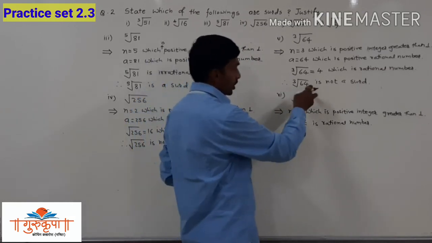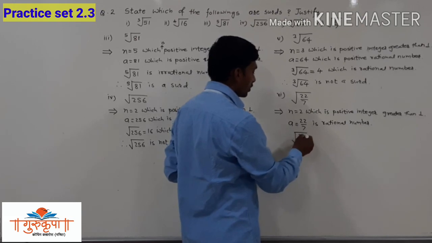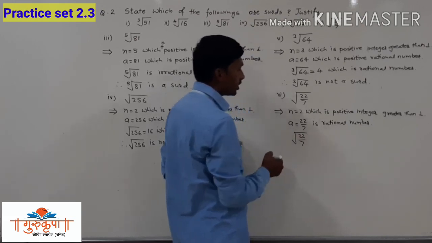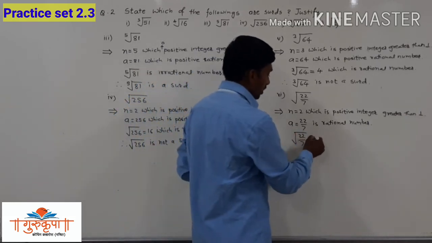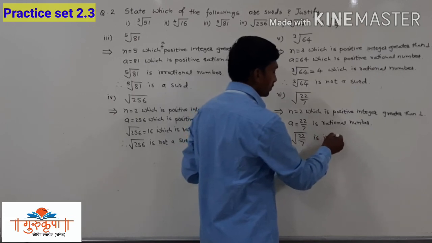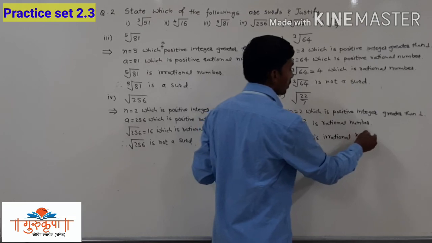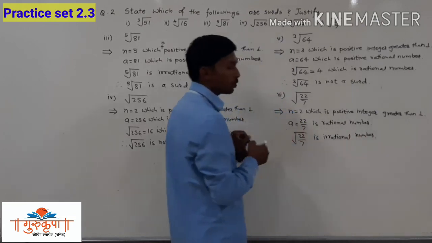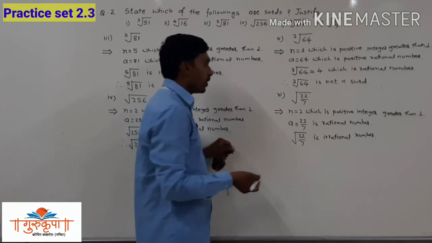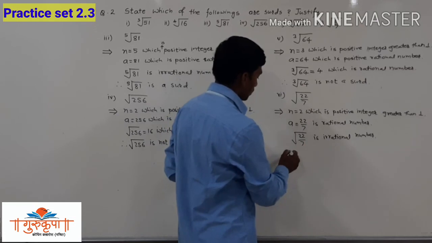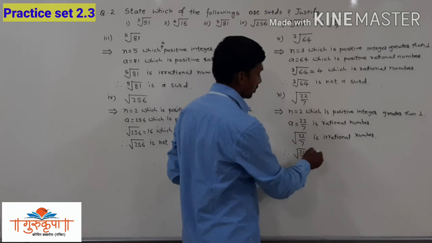Now this is square root of 22 upon 7, we have to check whether it is rational or irrational. It is not possible to find the square root of 22 upon 7, since it is an irrational number. Since we are unable to find the square root of 22 or square root of 7, it is a surd. So we will write here, therefore square root of 22 upon 7 is a surd.